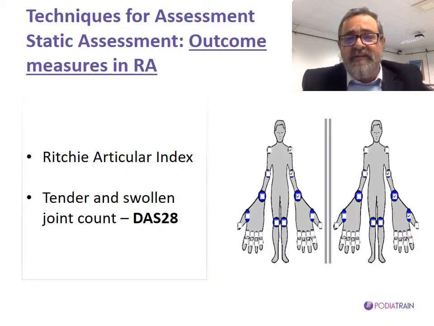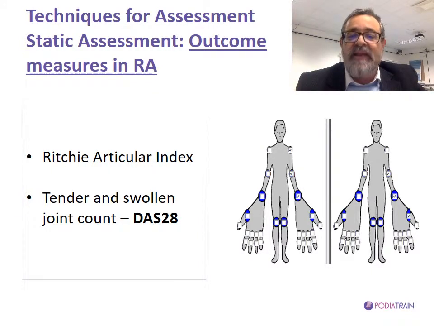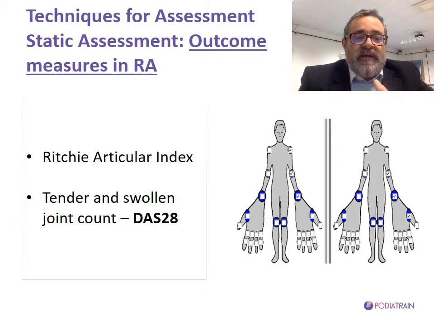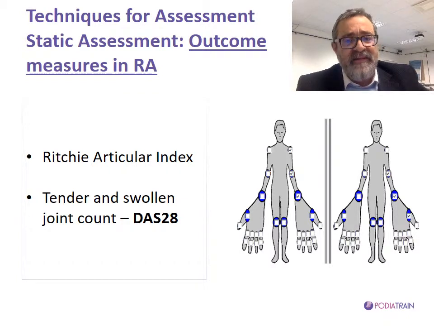There are various outcome measures in rheumatology used to assess in an objective manner the disease activity and its effect on joints. These include some of these, the Ritchie Articular Index and the DAS-28, the Disease Activity Score 28 tender and swollen joint count. The Ritchie Articular Index is a widely used articular measurement for assessing joint pain and tenderness.